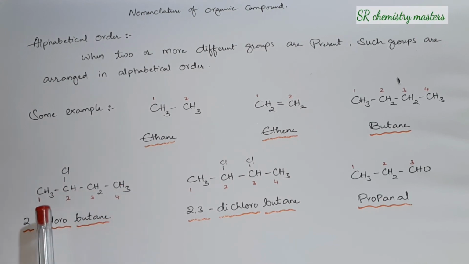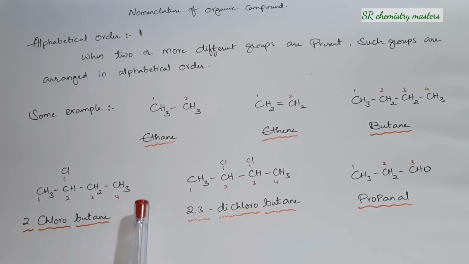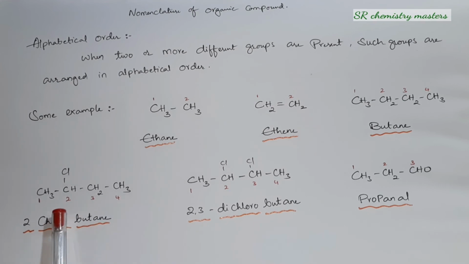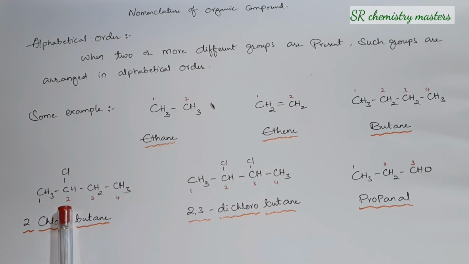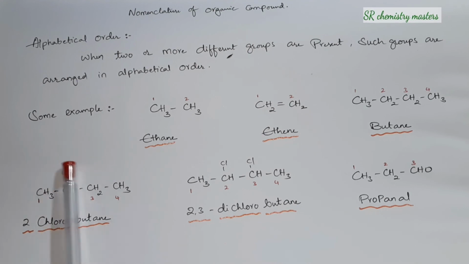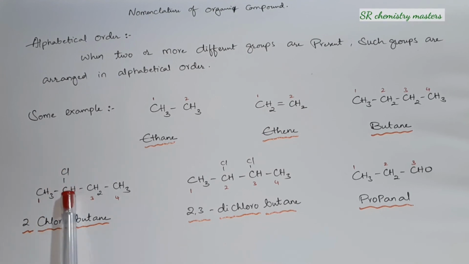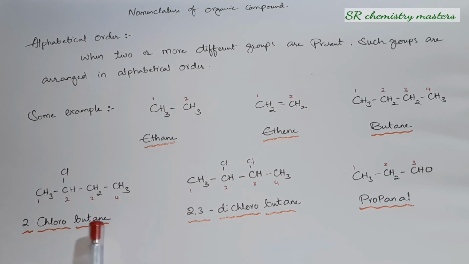Here comes the numbering. Why? Because a substituent is present. If we number from here, the substituent will get 3 as the number. So we are numbering from here so that the substituent is attached to the second carbon. So the name of this compound is 2-chlorobutane.